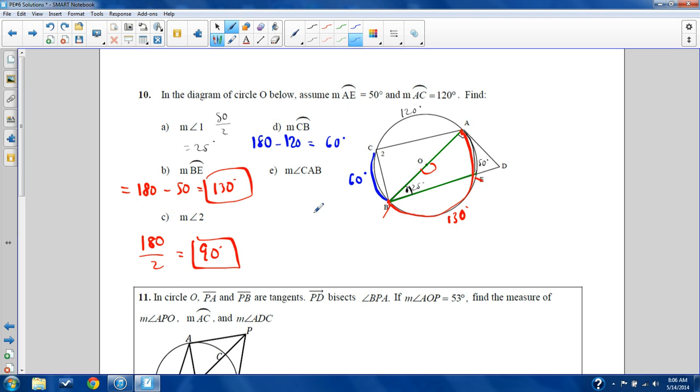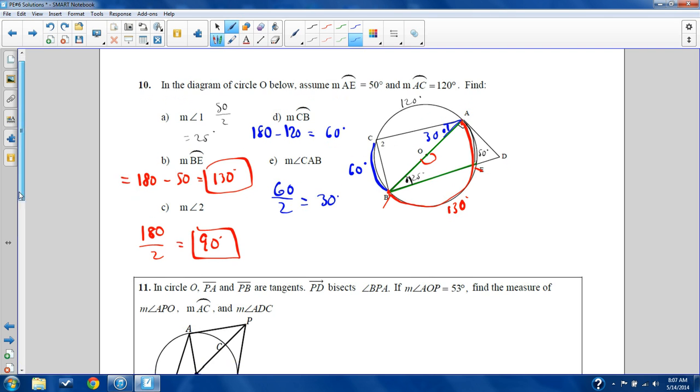And finally, measure of angle CAB. C to A to B. This is an inscribed angle right here with its endpoints creating an intercepted arc of 60 degrees. The inscribed angle is half the measure of its intercepted arc. So CAB is 60 over 2, which is 30 degrees. Okay. So got that one out of the way. That one's 30 degrees. All good.